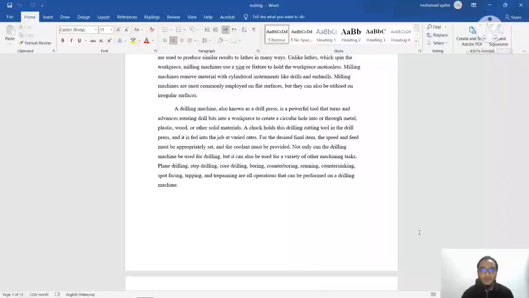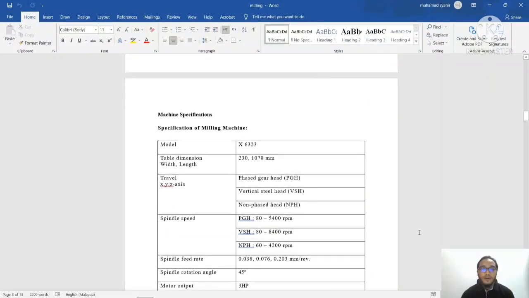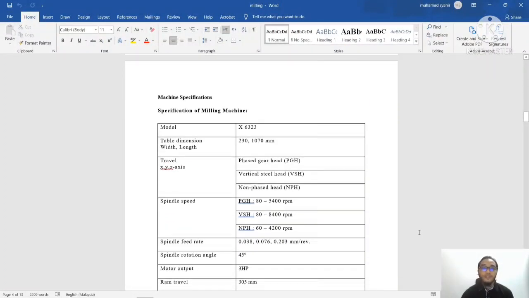A chuck holds this drilling cutting tool in the drill press and it is fed into the job at various rates. For the desired final item, the speed and feed must be appropriately set and the coolant must be provided. Not only can the drilling machine be used for drilling, but it can also be used for a variety of other machine tasks. So, I'm going to present the milling machine.